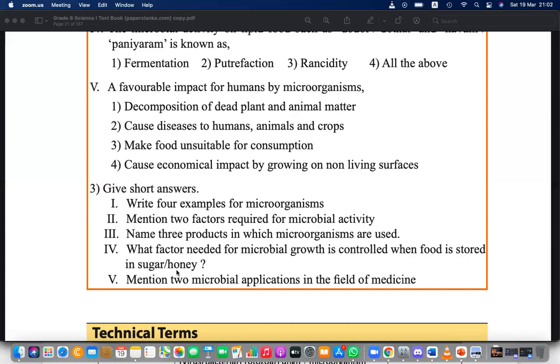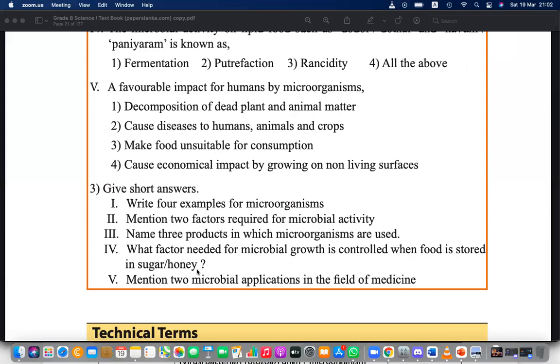So if you use a high concentration of sugar, honey, even salt, it can control the humidity. What do you call this, moisture? Yes, correct. Exactly. You can control the moisture. So when the moisture is controlled, even though that is sugar and honey, the microbial growth will be low.